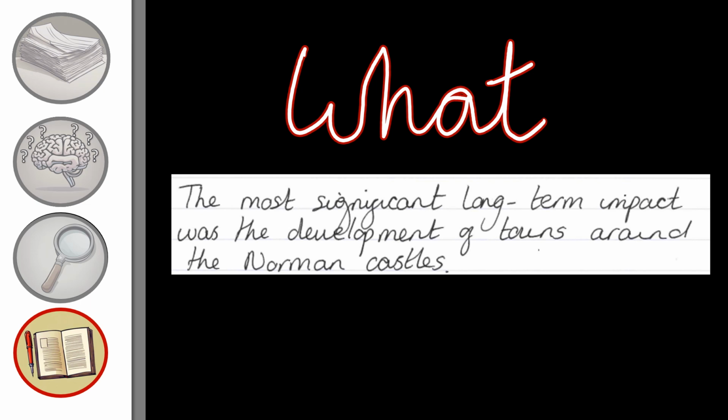For my one clear point, I have written this. The most significant long-term impact was the development of towns around the Norman castles. Note the phrase long-term impact. This allows you to then go on to talk about the castles on the Welsh border being a more short-term impact in terms of imposing control straight after the Norman conquest, whereas the development of towns happened over a number of decades.